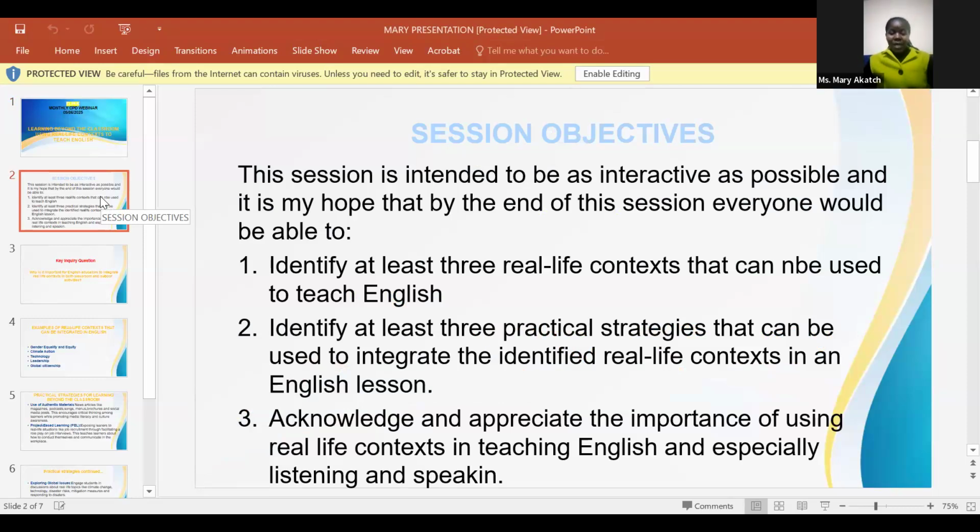But my objectives for the session were intended to be very interactive, and by the end of the session, my hope was that everybody will be able to identify at least 3 real-life contexts that can be used to teach English. And you can remember that we have done that during the presentation that was being made by Diana, and some of them you talked about environmental activities, cultural days, and also talking about activities or practices like gender equality. Those are real life contexts that you can integrate while teaching English. Things to do with leadership, climate action, disaster management, all those issues, we can integrate them as we teach English in our daily lives. Maybe if you can go to the next slide, please.